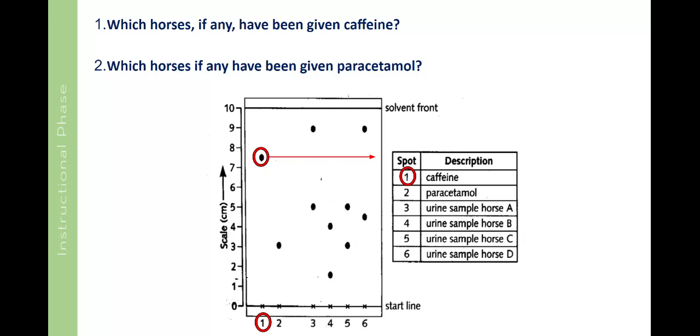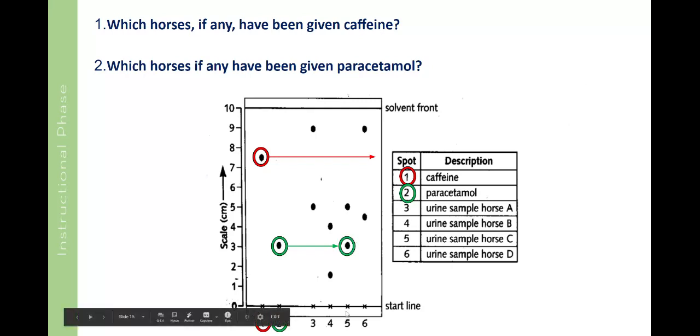Which horse, if any, have been given paracetamol? So in the table, you can see that the sample is sample 2 for paracetamol. Let's find sample 2 on the chromatogram. There's the result for the paracetamol. Let's look across at the chromatogram, the results for the horses, and you can see that we've got a matching sample in 5. So we know that horse 5 has been given paracetamol.